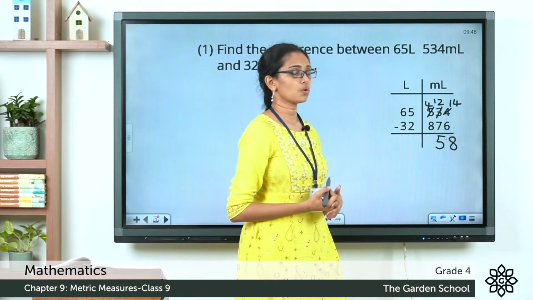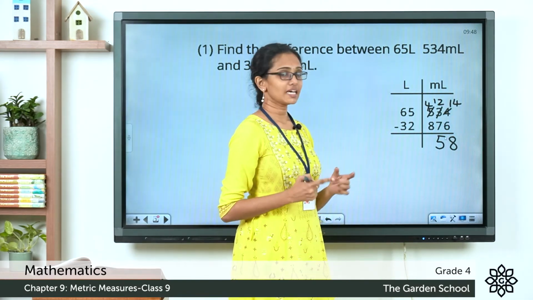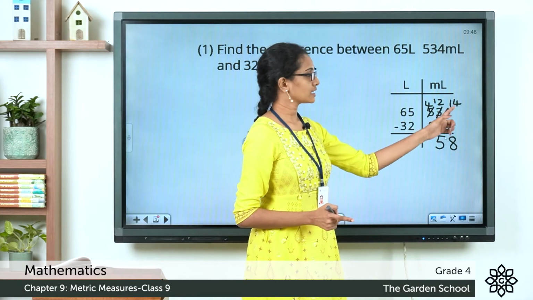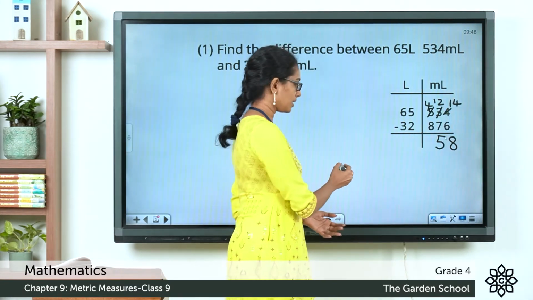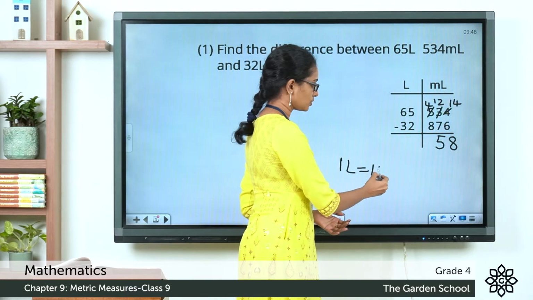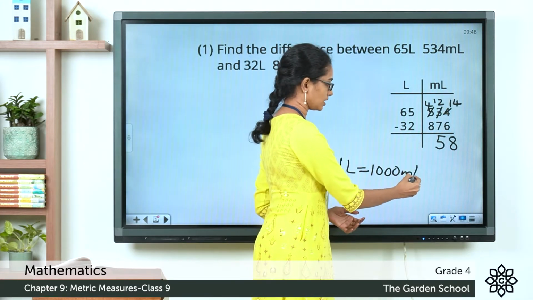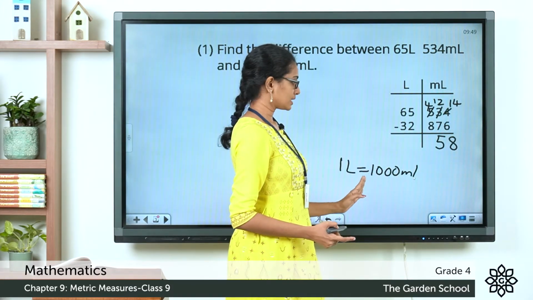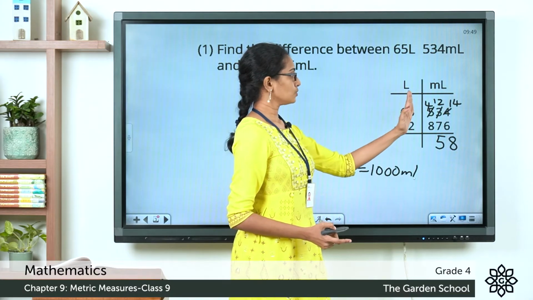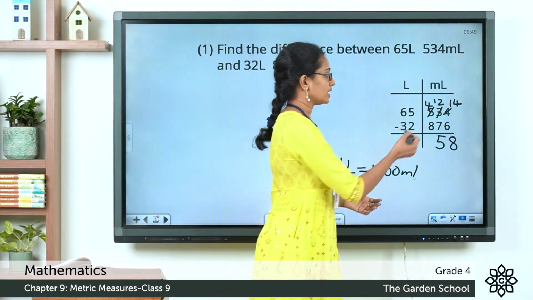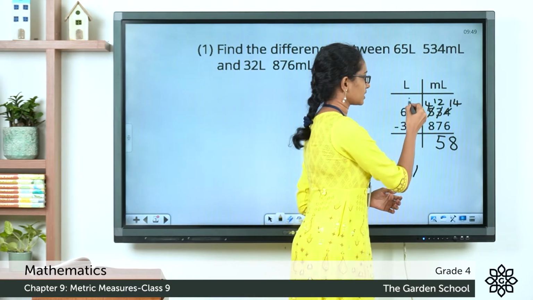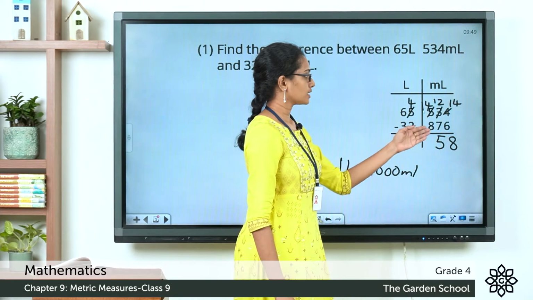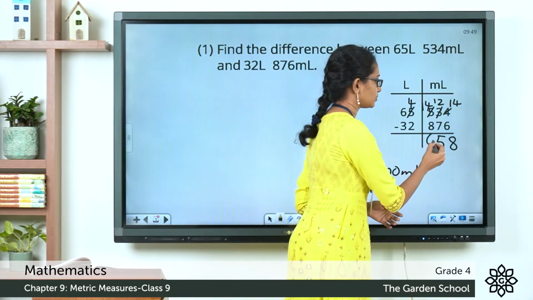Now here we have 4 minus 8, which we cannot do. So let's borrow 1 liter from the liters column and then give it to the milliliters column. And remember, 1 liter is equal to 1000 milliliters. So when you borrow 1 liter from the liters column, you are actually borrowing 1000 milliliters to the milliliter column. So here, instead of 5, it becomes 4 and here it becomes 14. Now we have 14 minus 8, which is equal to 6.